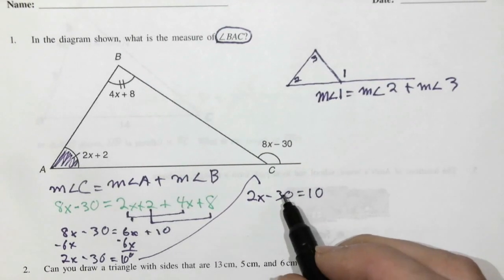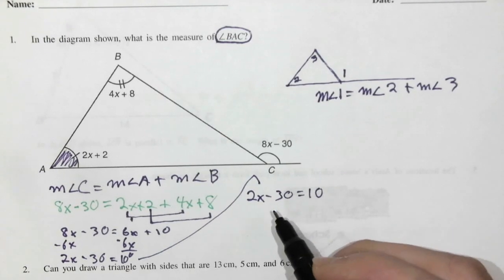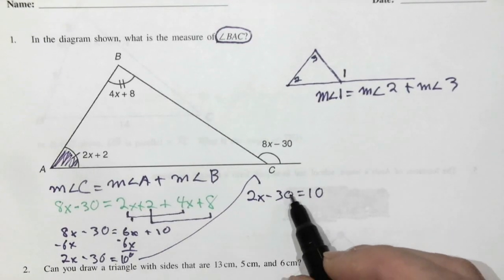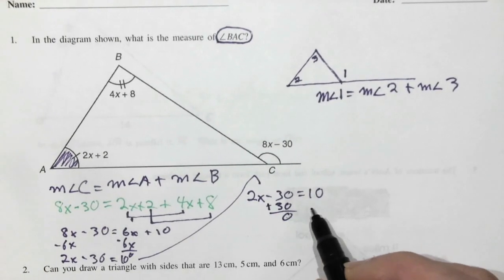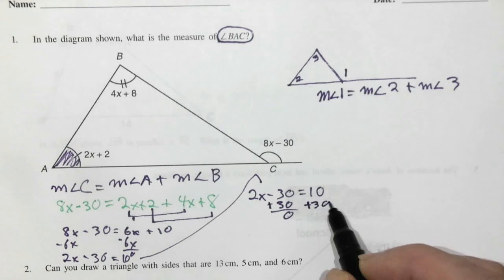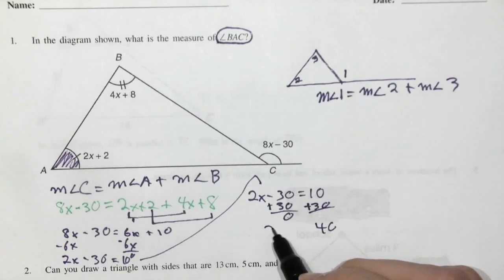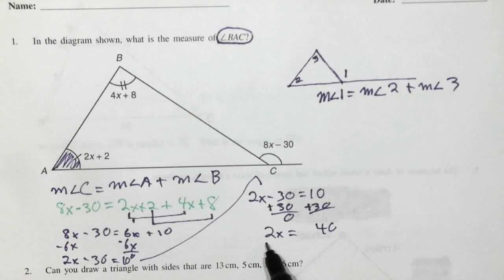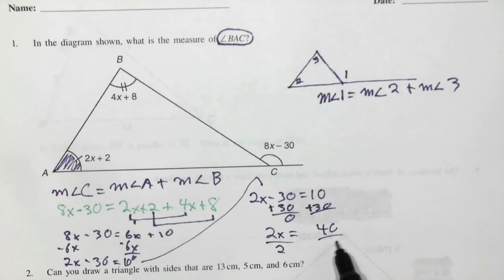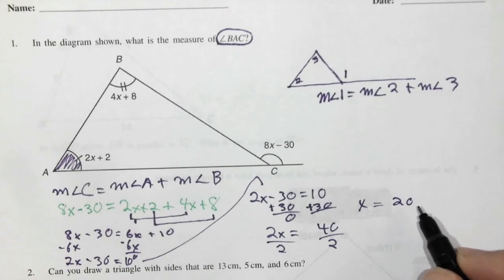I need my x's by themselves, so I need to make this negative 30 into a 0. How do I get 0 from negative 30? Well, negative 30 plus 30 gives me 0. What I do to one side, I have to do to the other. So now I have 2x is equal to 40. Divide both sides by 2. X is equal to 20.